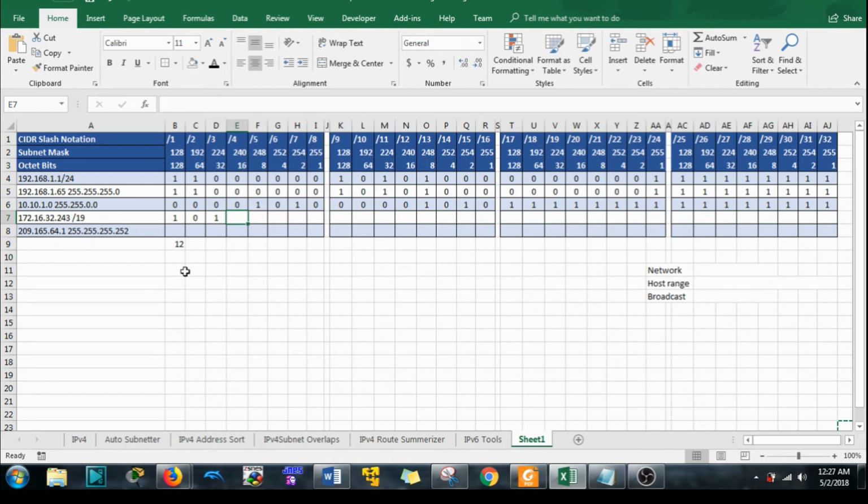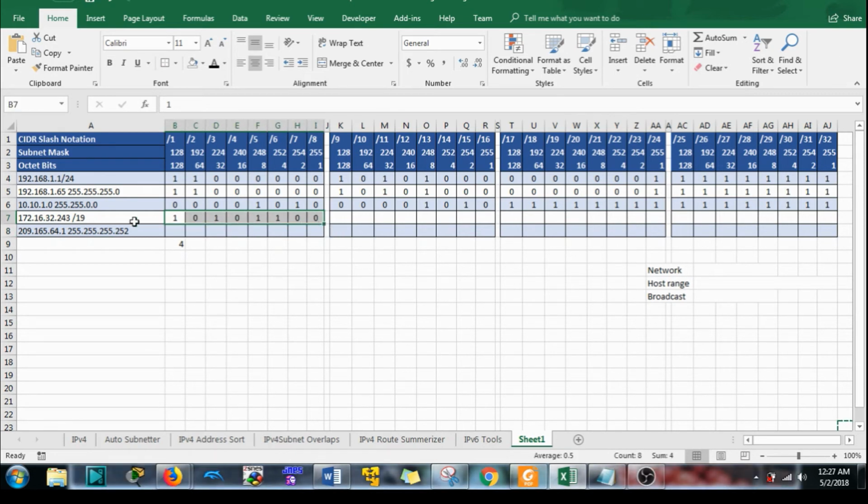How many 16s can go into 12? 0. How many 8s can go into 12? Well, 1. Minus 8. How many 4s can go into 4? 1. And then our remainders will be 0 on both of those. So 10101100 equals 172. Now the next octet's really easy because it's a 16.